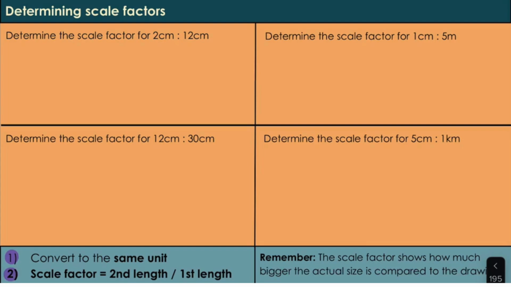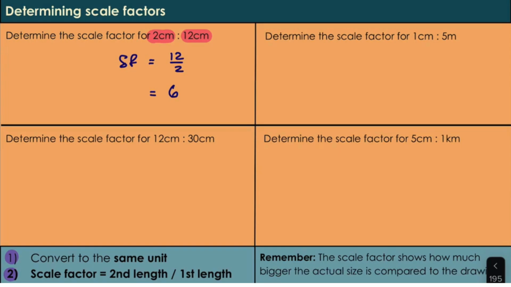Step 1, convert to the same unit. In our first example, we have centimeters and centimeters. Our units are the same, and our scale factor is the second length divided by the first length. 12 divided by 2, 6. So we know our real life size is 6 times bigger than the scale drawing.